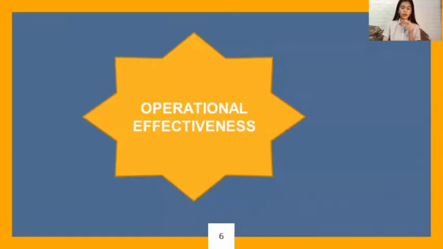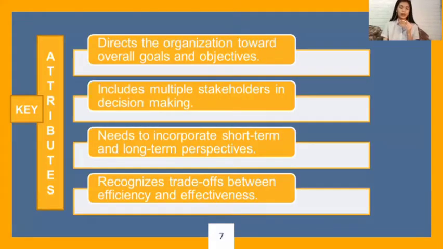And of course, we are aiming for operational effectiveness, or, as I've said earlier, this is performing similar activities better than the rivals. So, in competing in an industry, it is important to know your advantages and how we are going to play our cards right to be able to be better than the others. So, how are we going to do that? Here are some of the key attributes.